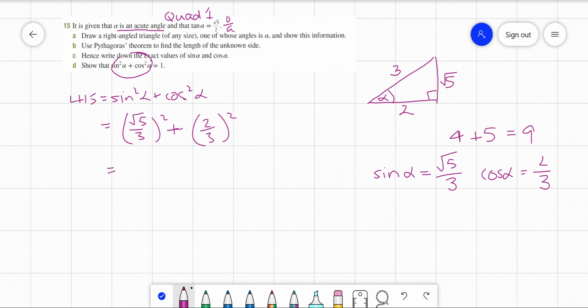So if I square root 5, I get 5. If I square 3, I get 9. If I square 2, I get 4. If I square 3, I get 9. So that gives me 9 on 9, which gives me 1, which gives me that right-hand side. So therefore, I have shown that sine squared alpha plus cos squared alpha equals 1.